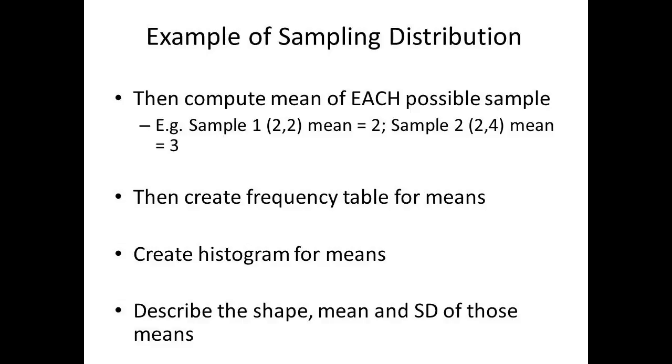And then once you've done that, create a frequency table for those means. Remember a couple of weeks ago we worked on what frequency tables look like, and you did some in your labs. So let's go ahead and make those. And then from there, you can create a histogram. And from there, you can describe the shape, mean, and standard deviation of those means, which are now our individual scores, right? We're using those means as our scores. So go ahead and do that.